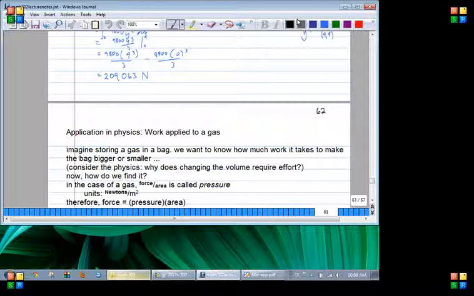So here's the scenario. Imagine storing gas in a bag, and you want to know how much work it takes to make the bag bigger or smaller. Now imagine that the bag is stretchy. So consider the physics. Why does changing the volume require effort? If you have gas in a bag, why is it hard to make the bag smaller?